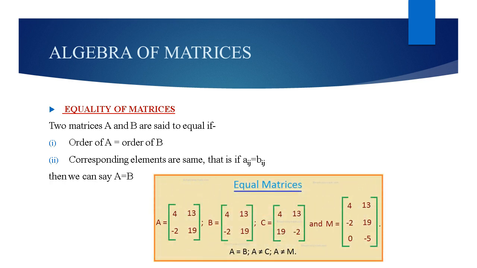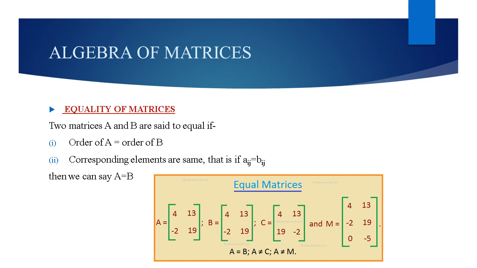See the example: equal matrices. Here A, B, C and M are four given matrices. The order of A is 2 cross 2. The order of B and C is also 2 cross 2, but the order of M is 3 cross 2. Now see how we check whether the matrices are equal. In the first three matrices, A, B and C, the order is the same, that is 2 cross 2, but in M the order is 3 cross 2, so M will be unequal.